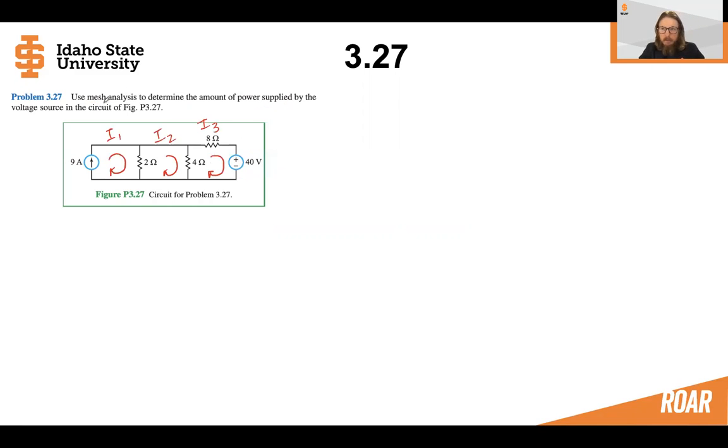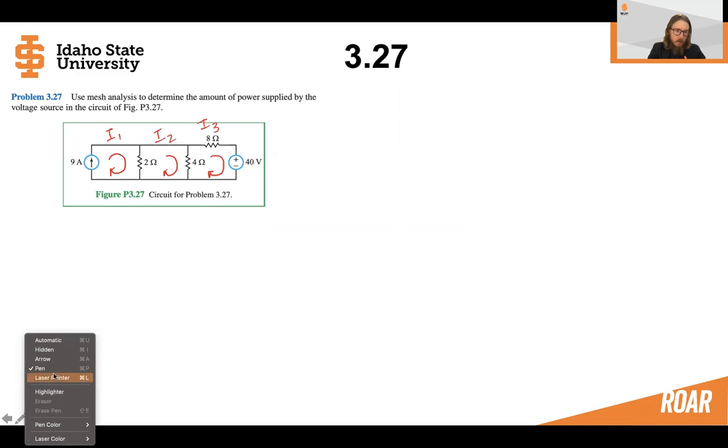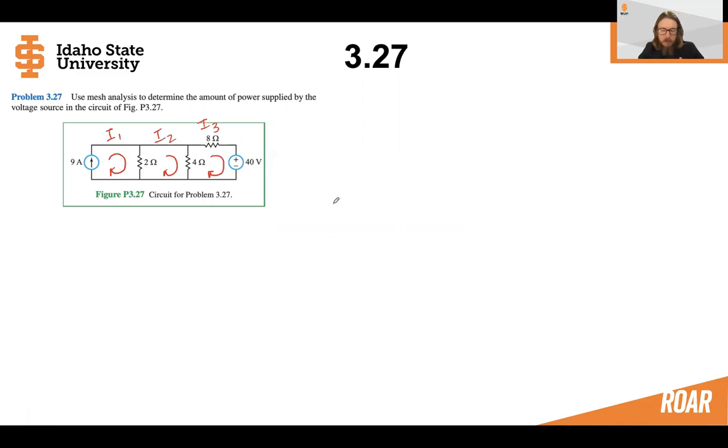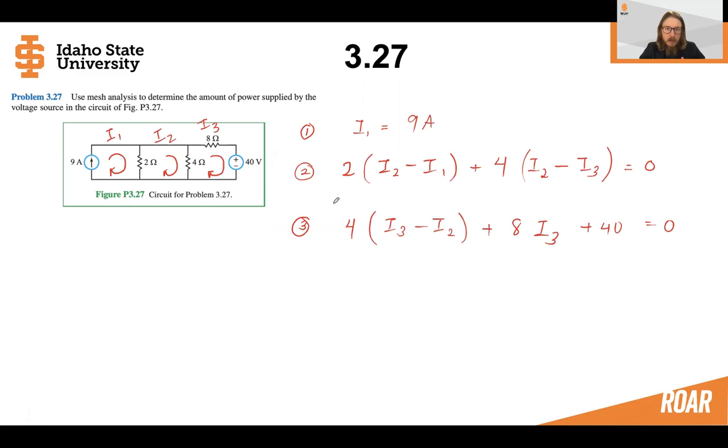So let's get started. In mesh analysis, let's first create these mesh currents. We've got mesh current I1, mesh current I2, and mesh current I3 as labeled in the circuit. Now let's make some equations to get this started. So we can see right here that I1 is going to be equal to 9 amps. And this is because we have the current source.